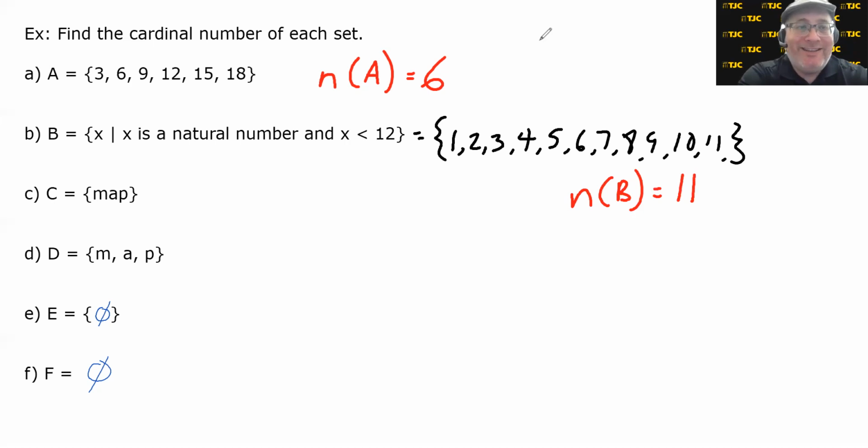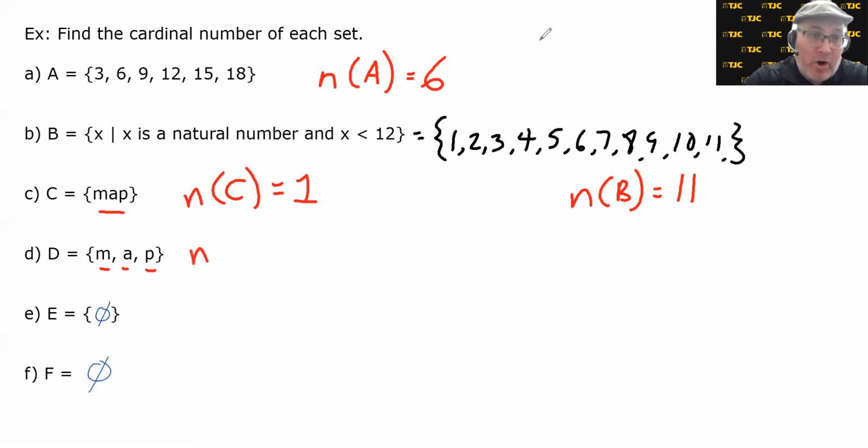Example C. Set C is the set containing the word map. How many objects are in C? Well, there's one word. The cardinality of set C, C's cardinal number, is just 1. As opposed to D, which is the set containing the letters M, A, and P. What's the cardinality of that set? Well, it has 3 elements, the letter M, the letter A, the letter P. So the cardinality of set D is 3.